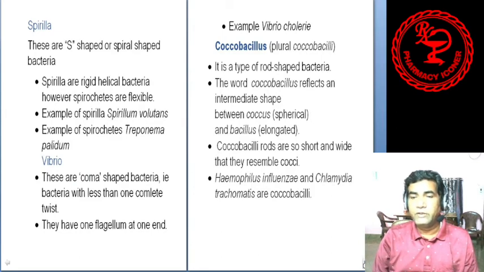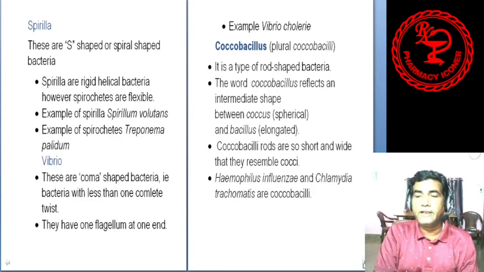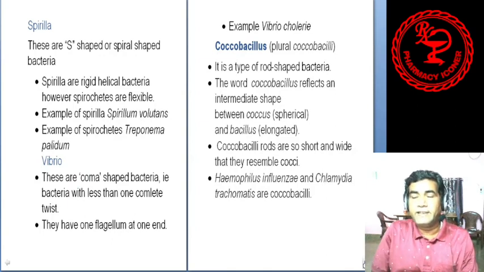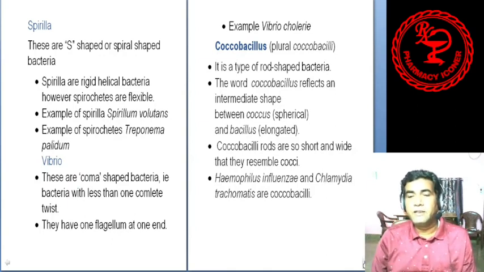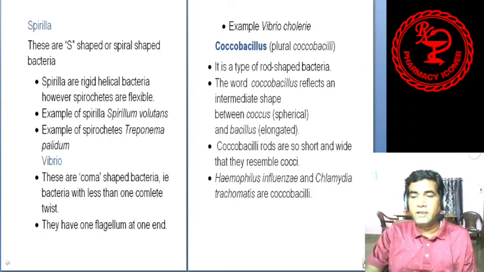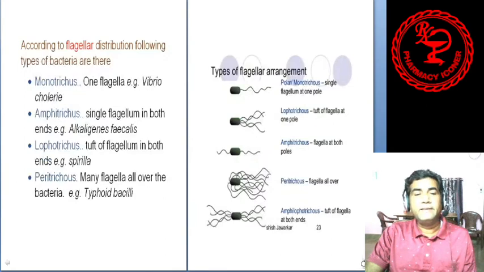Coccobacillus, as I told you, is a rod-shaped bacteria, but the length is so short that length and width are the same, so that is why they look like cocci. Examples are Haemophilus influenzae and Chlamydia trachomatis, which are coccobacilli. So that was according to the different shapes.